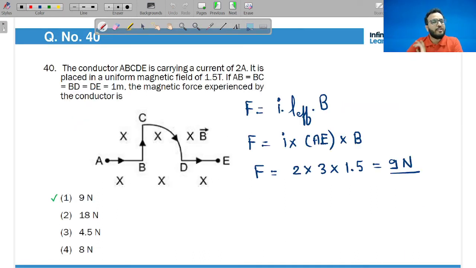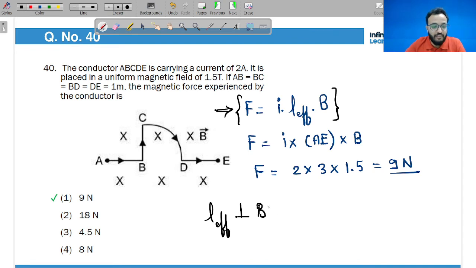Whenever a wire of any shape is kept in a uniform magnetic field, the formula for force acting on it is I into L effective into B. The condition is L effective must be perpendicular to the magnetic field. Sorry, not the current, it must be perpendicular to the magnetic field. In that case, you can take theta as 90 degrees and the answer will be this.